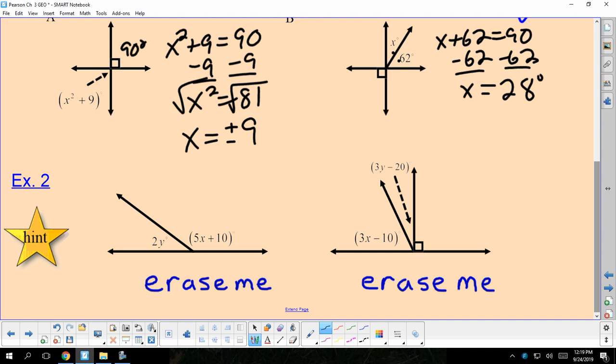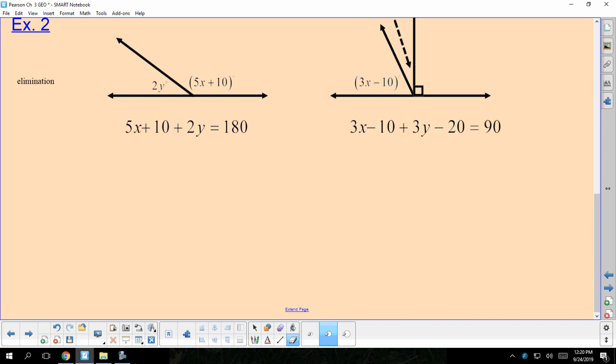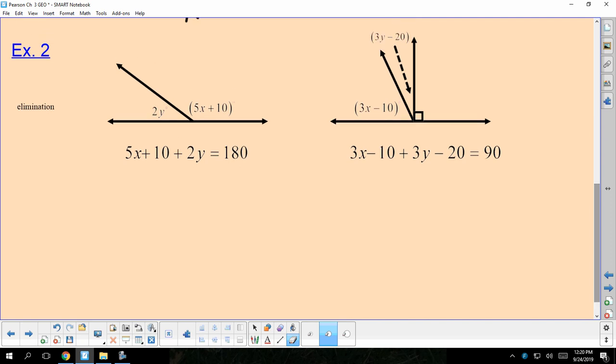All right, so this next one, I'm going to go ahead and set these up. All right, hinge. How can we solve this? Elimination, right? That's why we worked on that solving system stuff in the last chapter. So these guys are linear pairs, so they're supplementary, right? So what I'm going to do is simplify each of these as much as I can, and see if I can set it up with elimination, or I can use substitution if I want.